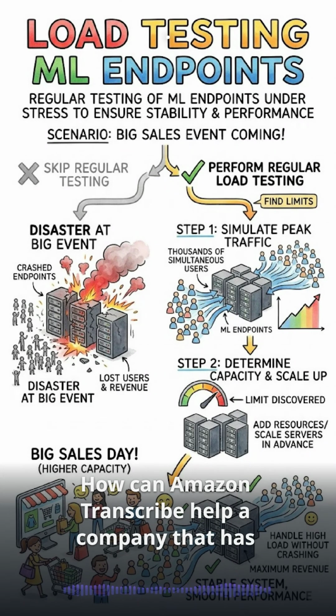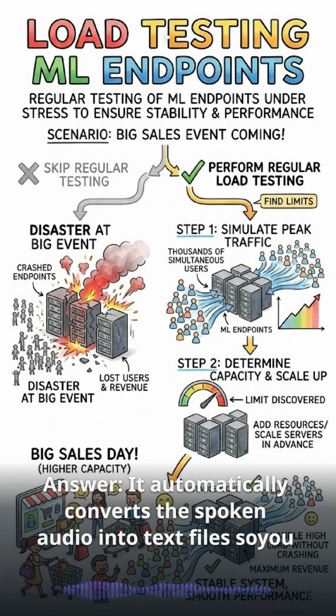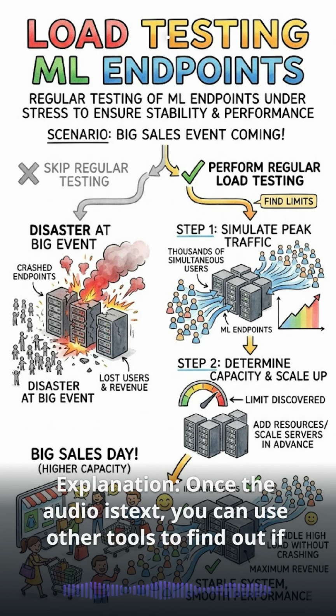97. How can Amazon Transcribe help a company that has thousands of recorded customer service phone calls? It automatically converts the spoken audio into text files so you can search and analyze the conversations easily. Once the audio is text, you can use other tools to find out if customers are happy or angry.